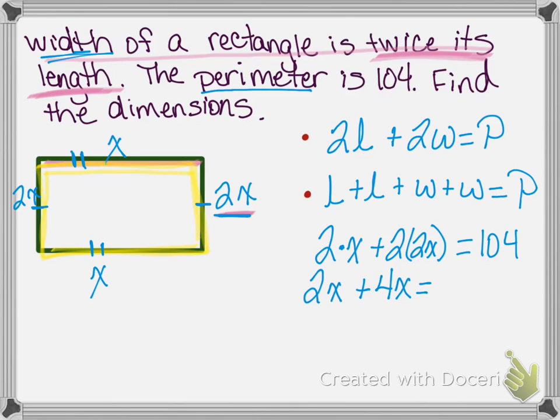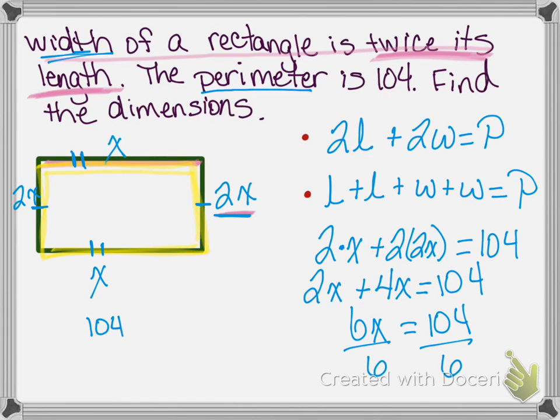Okay. 2x plus 4x. What's 2x plus 4x? 6x. Okay, and I'm going to tell you right now, you're going to get a fraction. So we're dividing by 6. Remember, you don't get to have a calculator. So you've got to do 104 divided by 6.